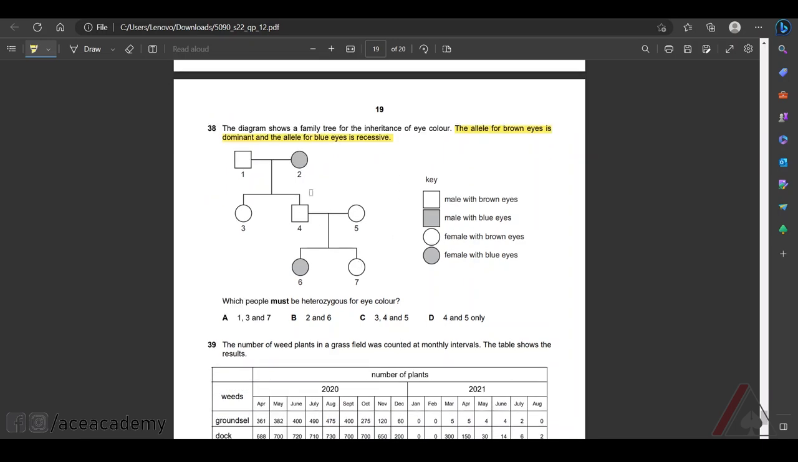If you look at the family tree, it says number 2 is a female with blue eyes. Since she has blue eyes, it's safe to assume that 2 is homozygous recessive. So that means her offspring together with 1, they also must have 1 recessive allele in their genotype. But since they all have brown eyes, that means they also get one dominant allele, which is present in their genotype. So since they have 1 dominant and 1 recessive allele, 3 and 4, the offspring of 1 and 2, they both must be heterozygous.